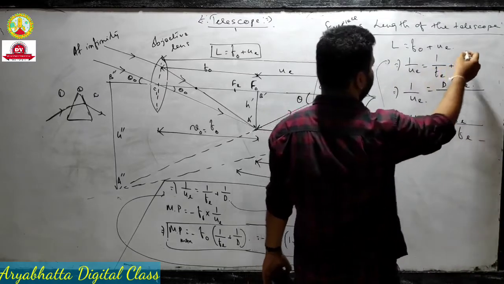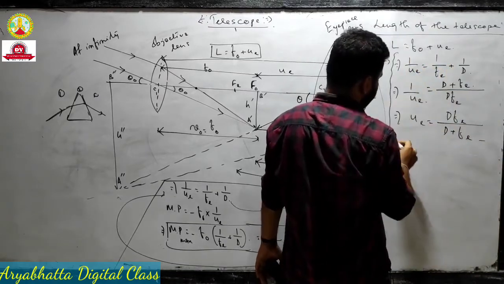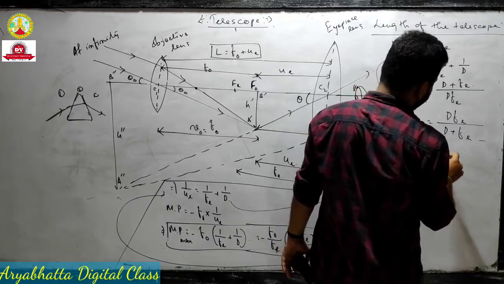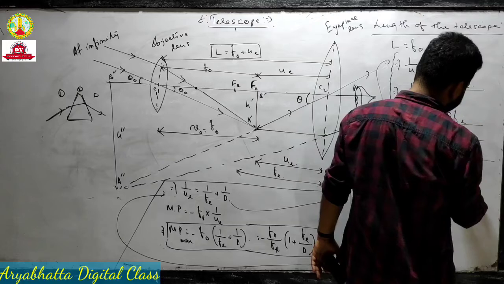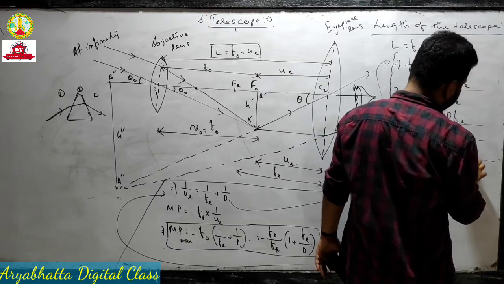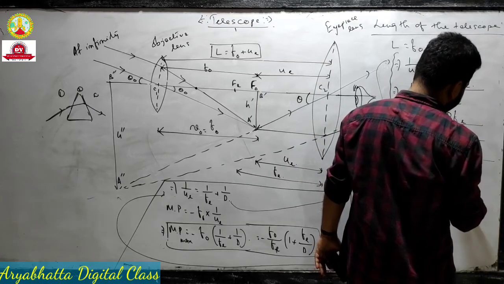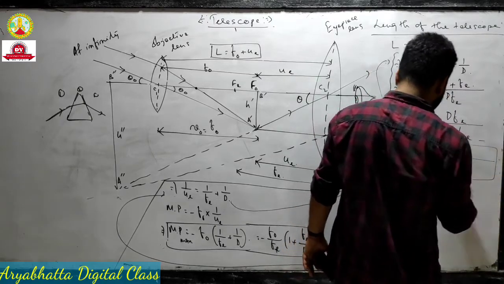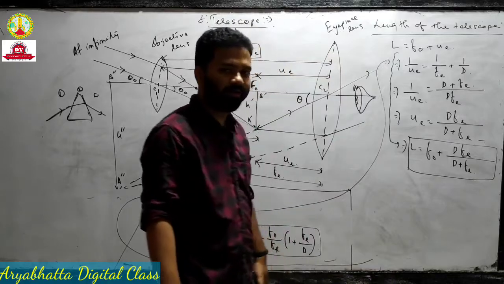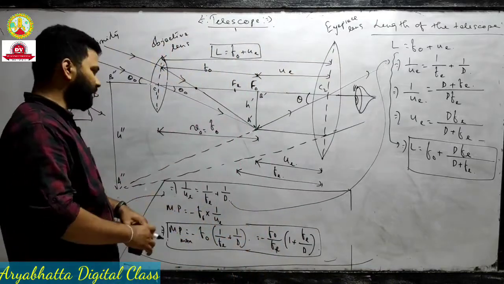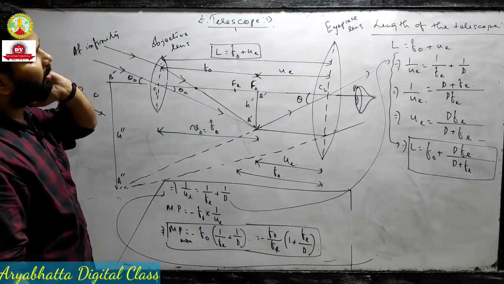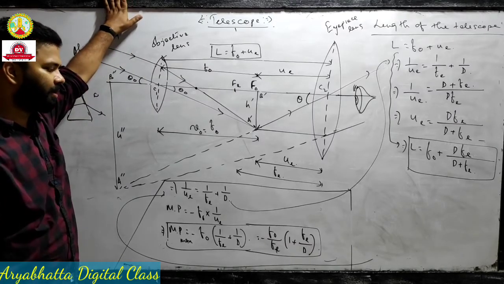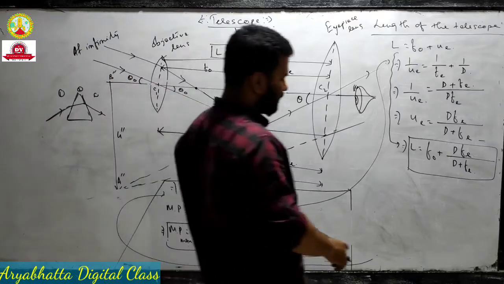So what will be this formula now? L will be equal to F naught plus D Fe, focal length of the eyepiece, divided by D plus Fe. This is the length of the telescope in terms of focal length and least distance of distinct vision. Okay, so this is all about telescope. You got two formulas for telescope.